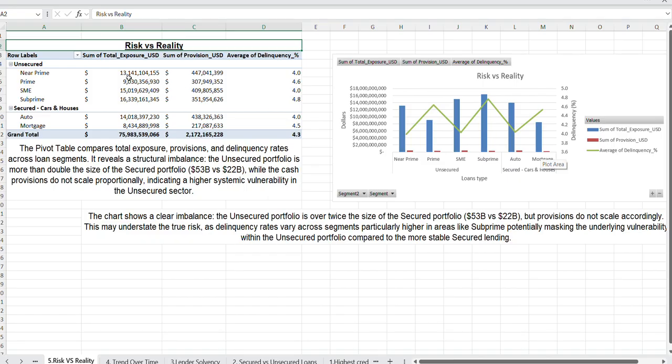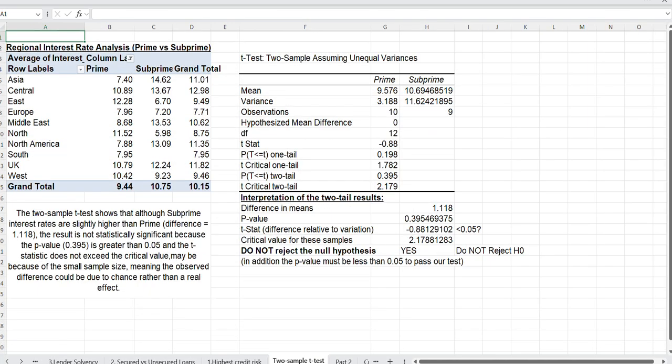But the provision is normal compared to others even when it's the highest. If you compare it to near prime, less money is given out, but it has a higher provision. But if you look at this, near prime is also less risky, with fewer late payments compared to subprime. So why is near prime not making a lower provision and subprime increasing? That's what our data shows us. Next thing we're going to be looking at now is the t-sample.